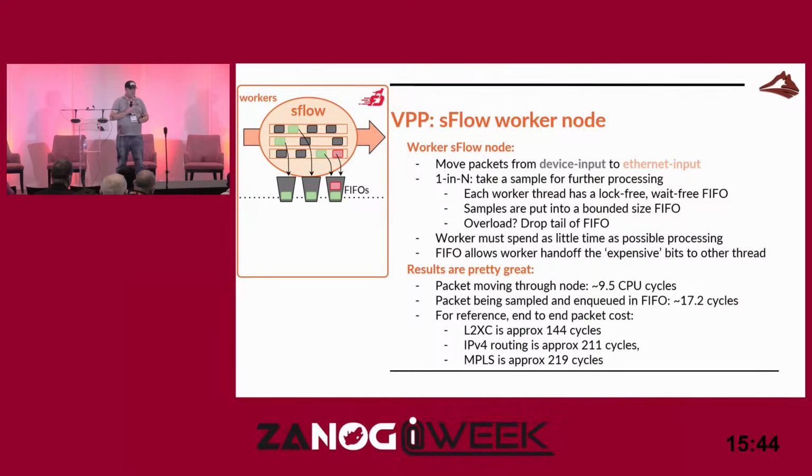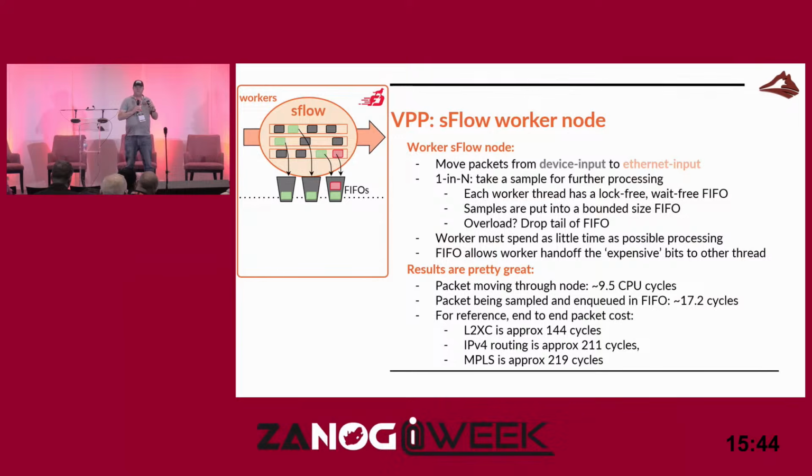And for reference, if you do an IPv4 routing lookup on any one given packet, on average, you take 211 CPU cycles in VPP. By the way, as an interesting side note, if you had a 2 gigahertz CPU, that also means you can do 10 million packets per second on one CPU thread. And if you were to have, say, 60 or 80 or 128 cores, you'll do 1 billion packets per second without problems. So adding 9.5 CPU cycles is not a terrible cost to pay for this feature in the data plane.